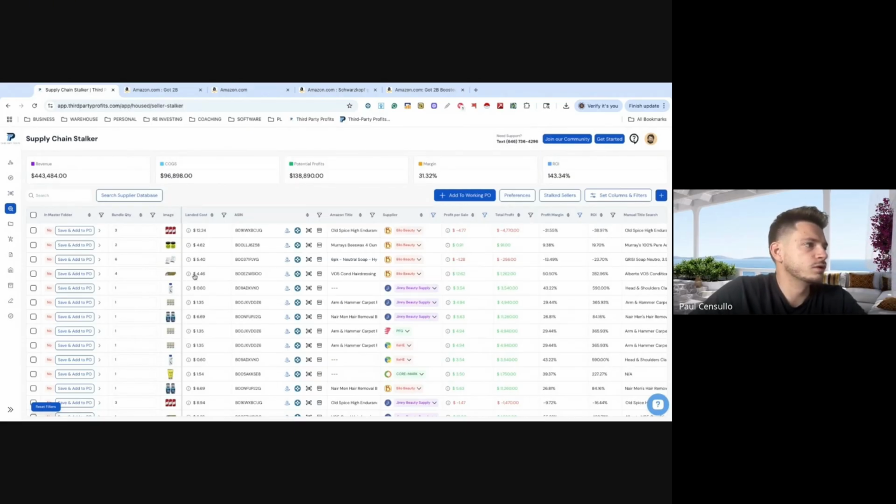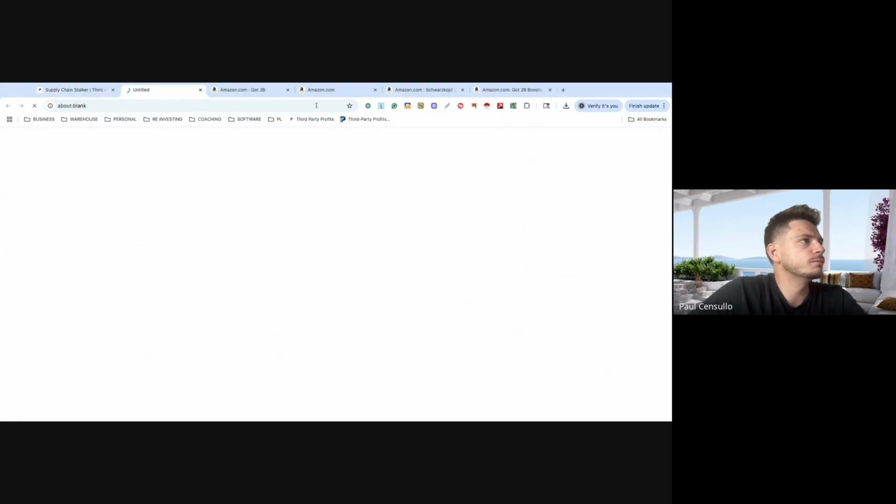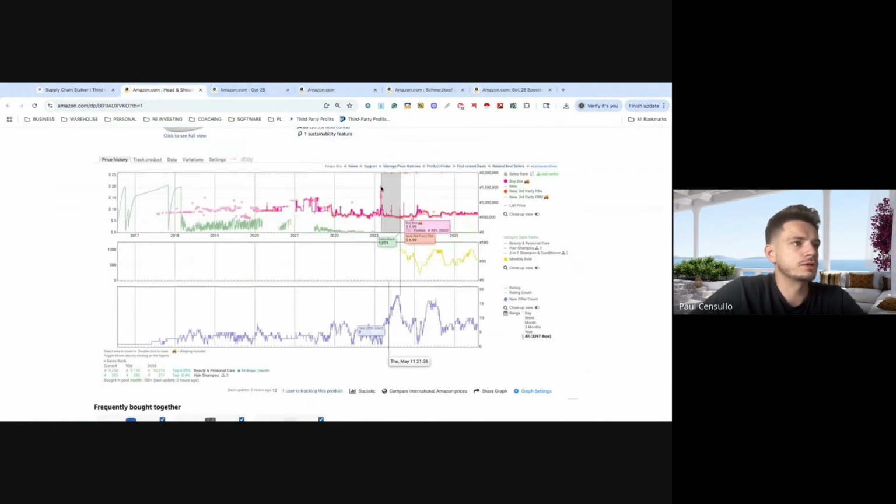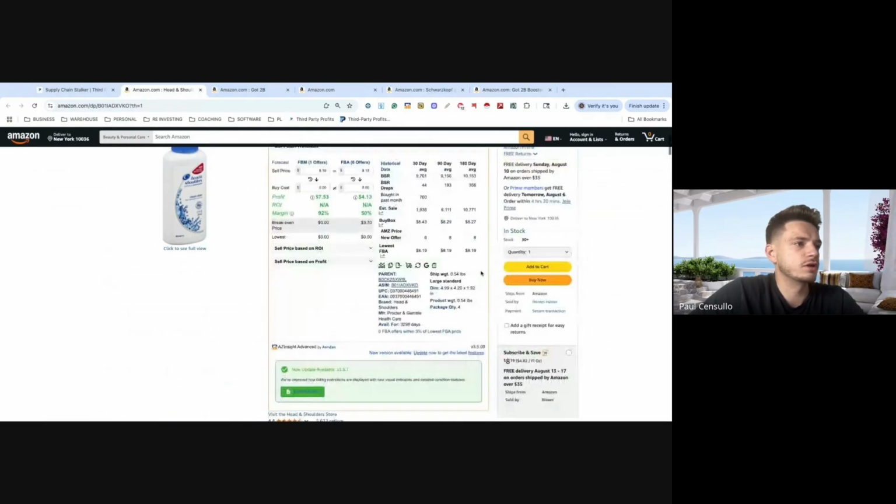VO5, pack of 4. Okay, unprofitable. Open up this listing. Head and Shoulders, 4-pack. All right, so this product is still profitable, 240. Let's take a look. The Keepa graph looks super consistent. Sales are also there, 700 plus bought.